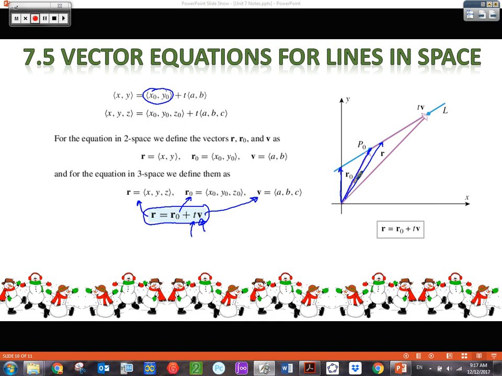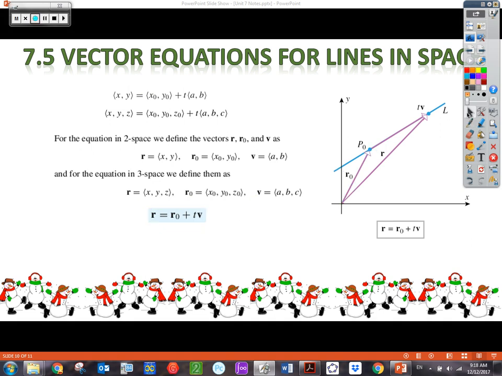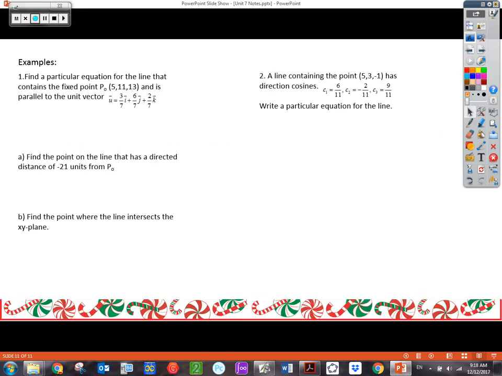Yes, there are an infinite number of vectors that populate this line. That's exactly right. Okay? So that's what we'll be working with today. Any other questions in general before we start the examples on the next page? Okay, let's go to the next page and let's write these vector equations for lines in space.